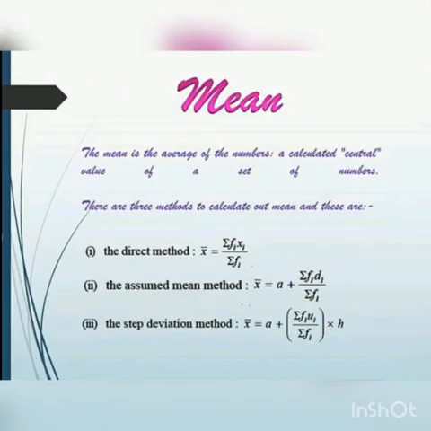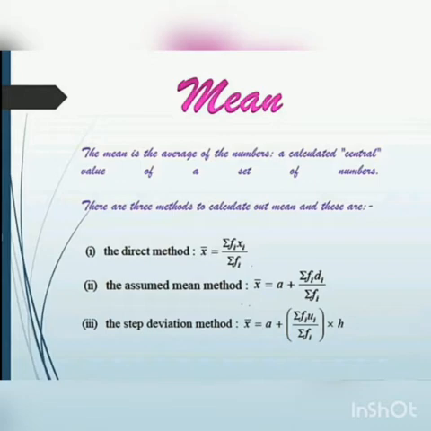Now let's study about mean. The mean is the average of the numbers, a calculated central value of a set of numbers. There are three methods to calculate the mean, and these are the direct method, the assumed mean method, and the step deviation method. For grouped data, the formula for finding mean is sum of all observations upon total number of observations.